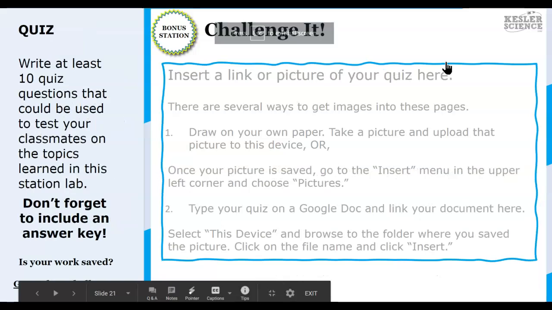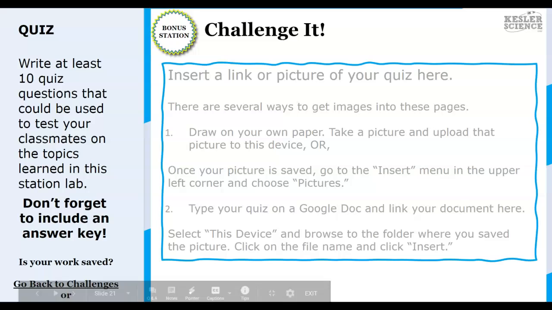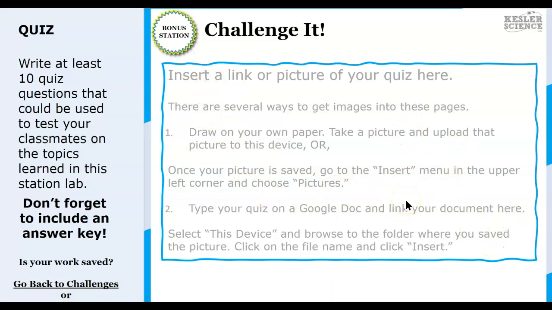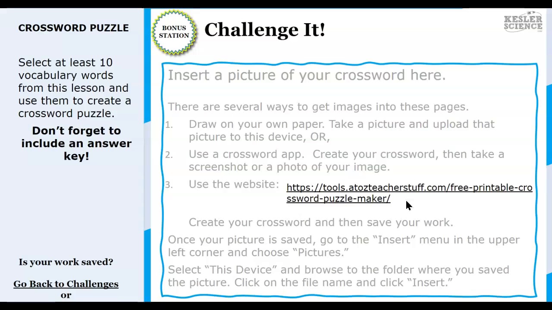You can write a quiz, and I would ask that you guys stop just writing over these boxes. Please insert a shape, insert a box over this and write over that, please. Challenge it here. You can make a crossword puzzle. Just give me the link to your crossword puzzle. You do not have to cut and paste pictures in. Put the link here. Just put a text box right here and put the link here for it.